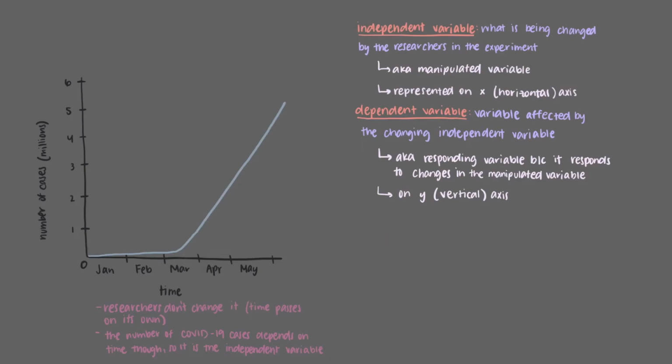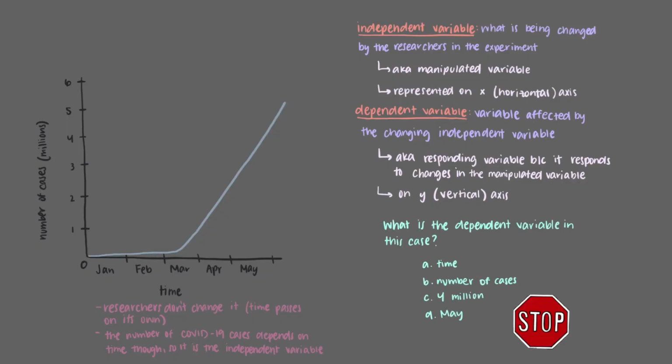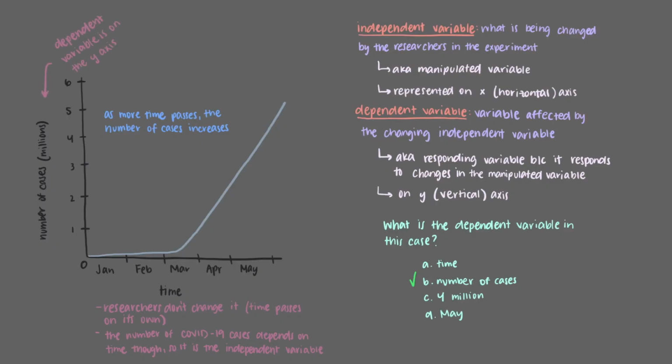Dependent variables are the ones that are affected by the changing independent variable. What is the dependent variable in this case? The dependent variable is what is affected as a result of the independent variable changing. The amount of time that has elapsed is changing, and the number of cases changes as a result of this. In other words, as more time passes, the number of cases increases. The number of cases, then, is the dependent variable. It's on the y-axis or the vertical axis of the graph, and this is where the dependent variable always is.